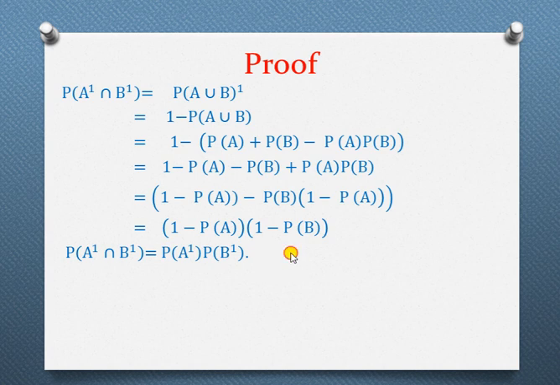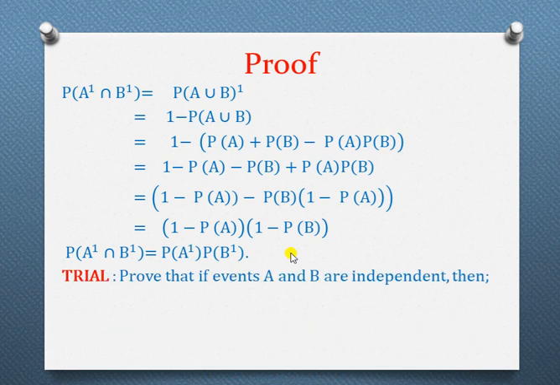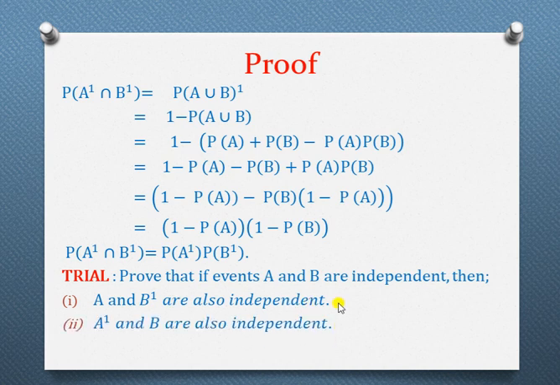Now I want to give you a simple trial also. You're also going to try out for me to prove that if events A and B are still independent, then Roman 1, A and B complement are also independent. Roman 2, A complement and B are also independent. Try out this, and in case of any challenge, you feel free to contact me for help. Let's move on to now the examples.